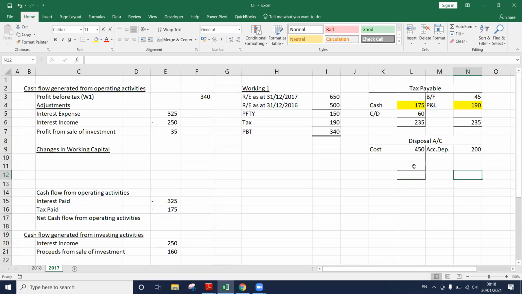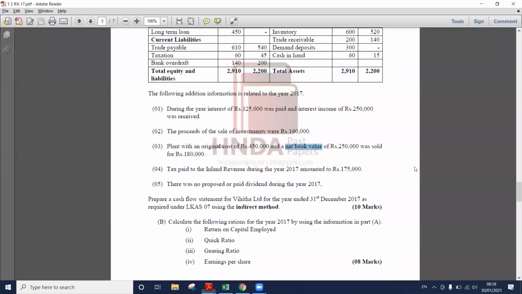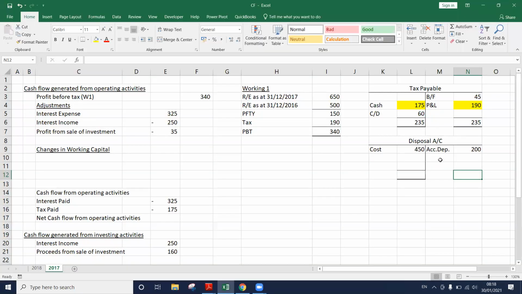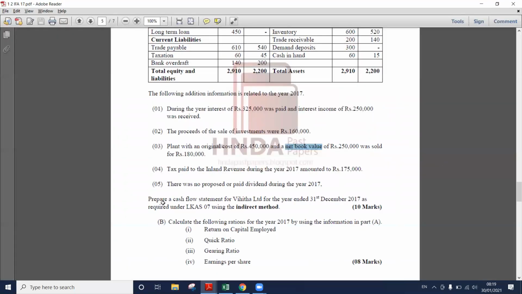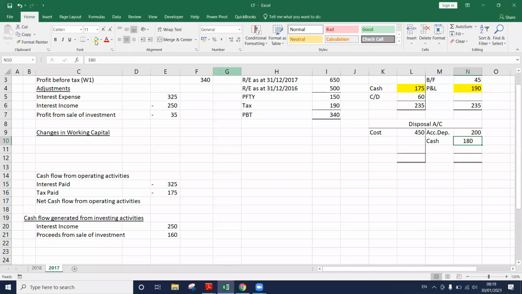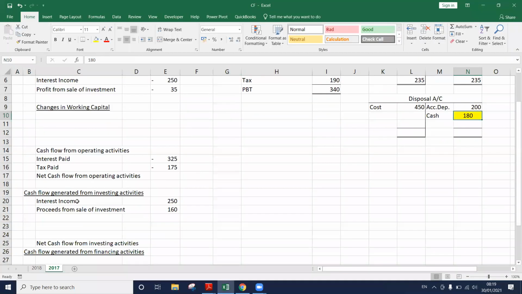And in terms of disposal, what are the other figures we know? The plant was sold for 180. By selling this plant, we have received 180 in cash. So this is an important figure for us. We have received 180 in cash. This is the sale of plant, a cash inflow of 180.